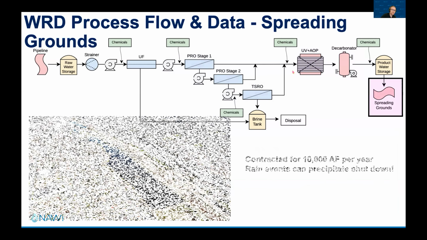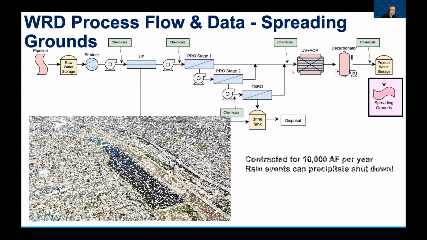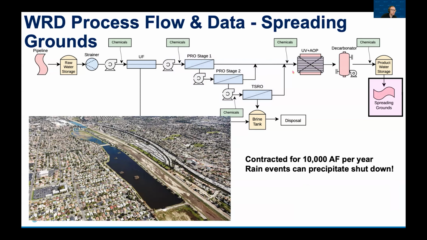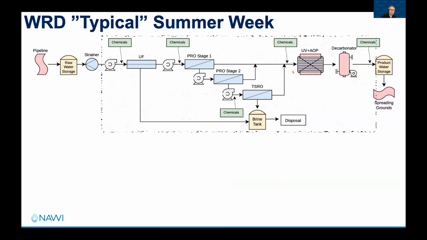From there, it is sent to the spreading grounds, and I'm just showing this because I think this is a cool picture and a cool thing that we do as human beings. But again, contracted for 10,000 acre-feet per year to do groundwater replenishment. Rain can cause them to shut down, so they have a little bit of ability to shut down for rain events built into the facility.